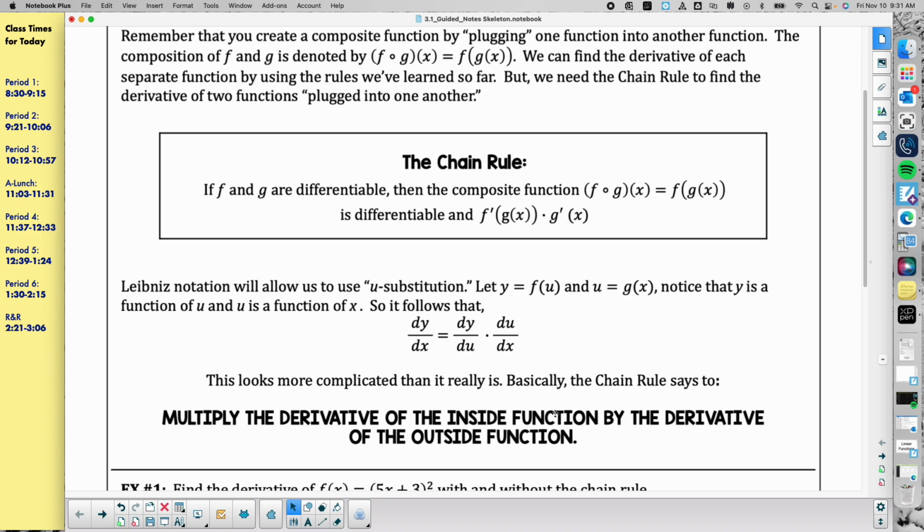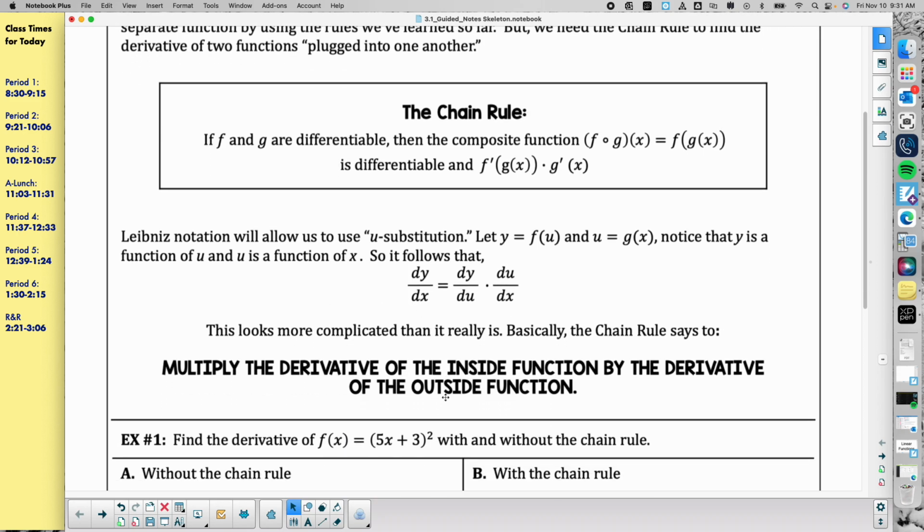Okay, what's written in bold down here at the bottom is exactly what you're going to end up doing. It says multiply the derivative of the inside function by the derivative of the outside function. Now that sounds super easy. Where some people get caught up is understanding what's an inside function, outside function.